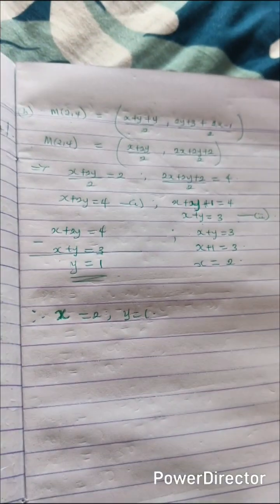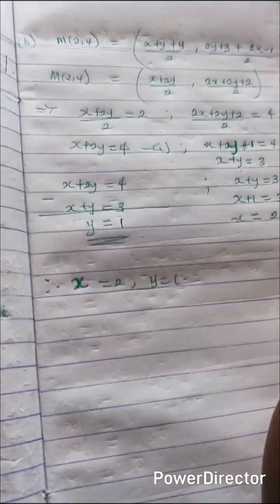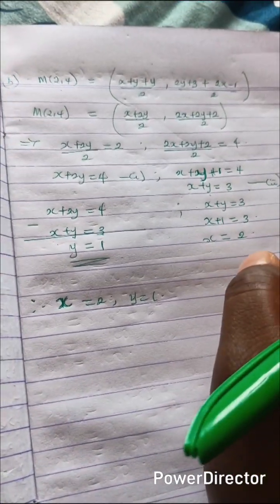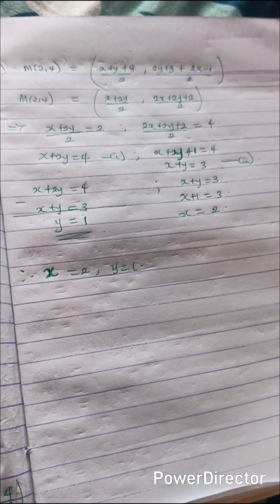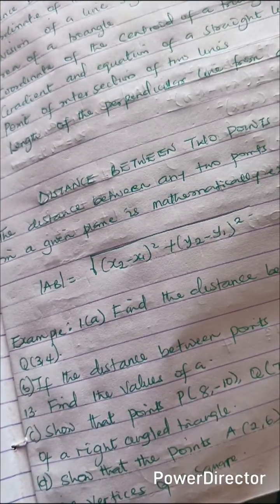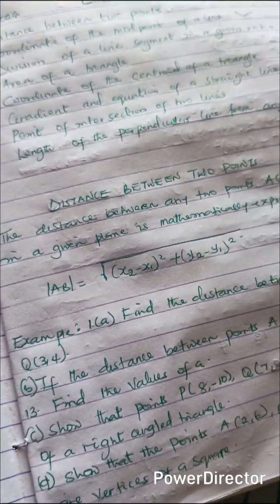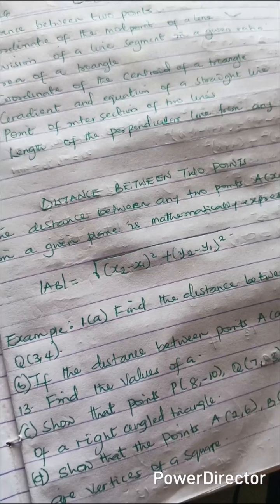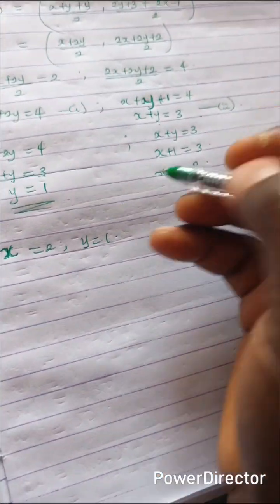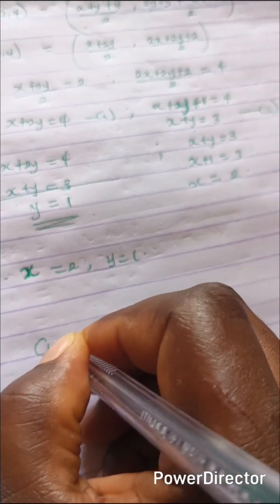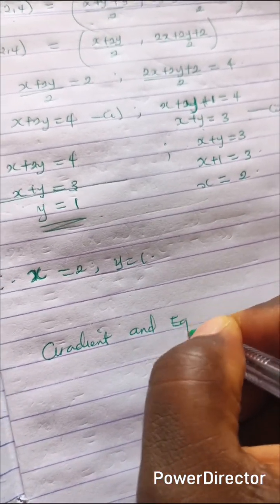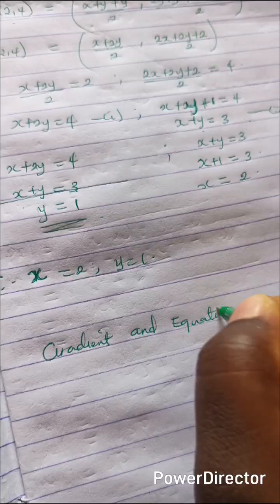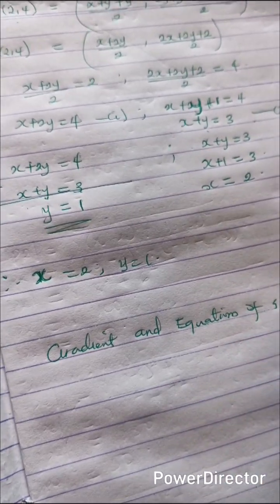I hope that is clear. So these are the two examples I'm going to discuss on the midpoint of a line segment. So we need to move to the last topic we plan to cover today, and the last one is going to be gradient and equation of a straight line. Gradient and equation of a straight line.